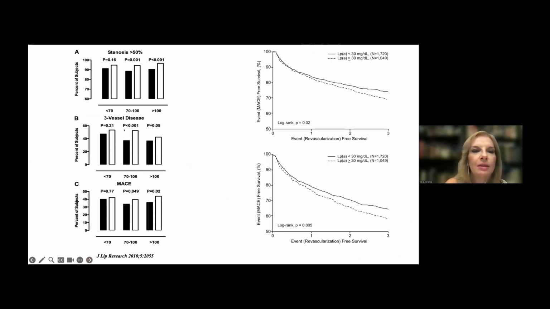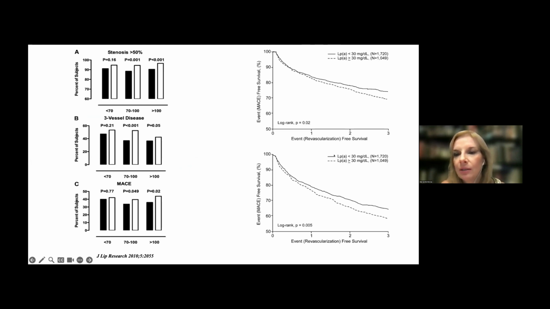On top of these findings, we can see here that the more severe the cardiovascular disease, the higher are the levels of LPA in our patients, which I mentioned before, and I repeat, they are not affected by diet or by environmental factors.